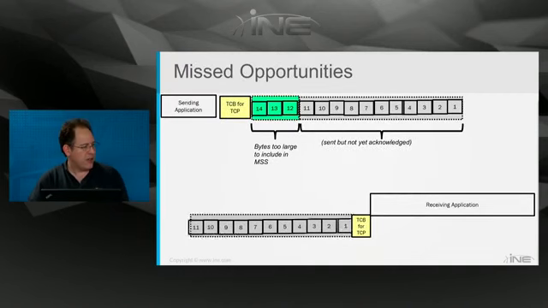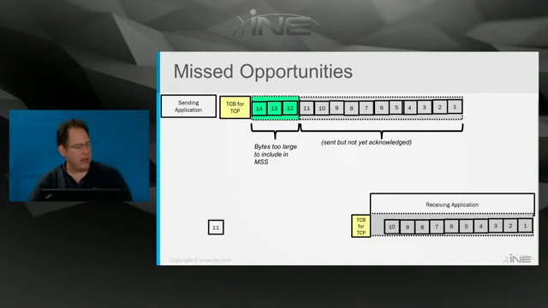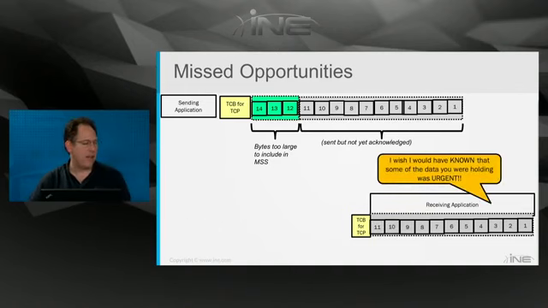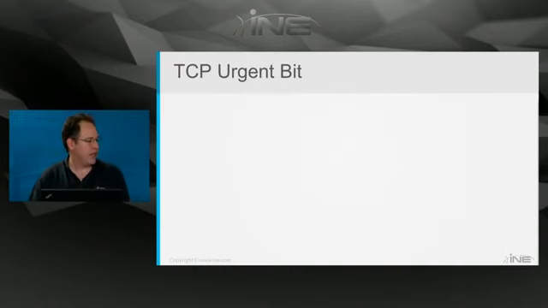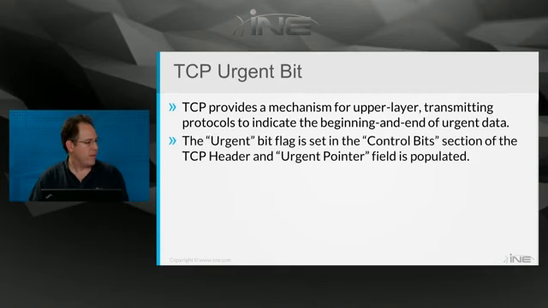All of those bytes are run through the transmission control block and then go up the stack to the receiving application, at which point the receiving application says, oh, hey, there's some bytes in here that are urgent. I wish I would have known that. I would have done something differently had I known that. Now, fortunately for us, TCP does have a method to indicate urgency. So it's the combination of the urgent bit flag as well as the urgent pointer.